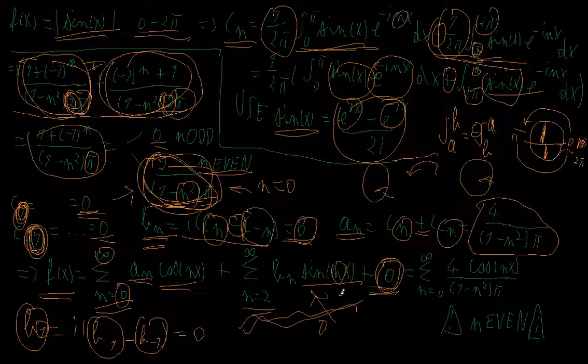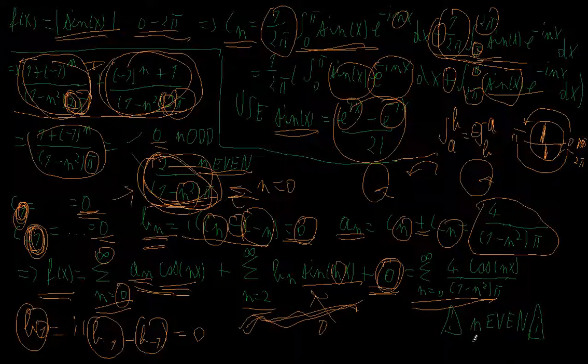Even if both are 0, you cannot include it here inside because, as said, it wouldn't be defined, so it wouldn't be correct to write it like that. And so at the end, you are only left with the a sub n. So we get the sum from n equals 0 to infinity of 4 times cosine of nx over 1 minus n squared times pi. Yes, and so that is our final result.